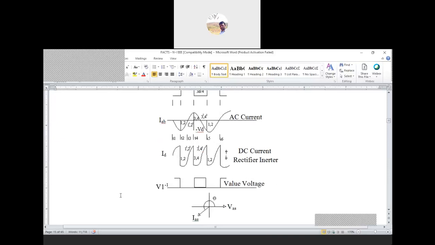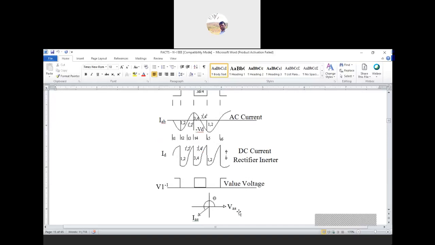And considering VAB, this is the positive state. When it comes to another instant, from T3 to T4, what will happen? At this instant, 1 dash and 2 dash are activated due to the reversal. So here we can see that this is the rectifier, and the rectifier is the inverse.